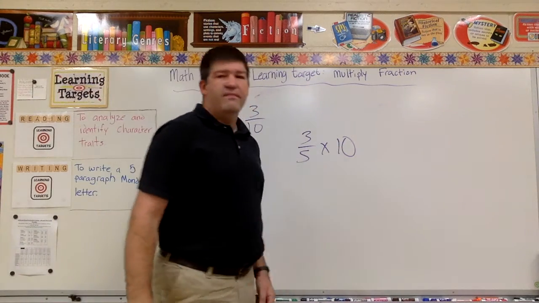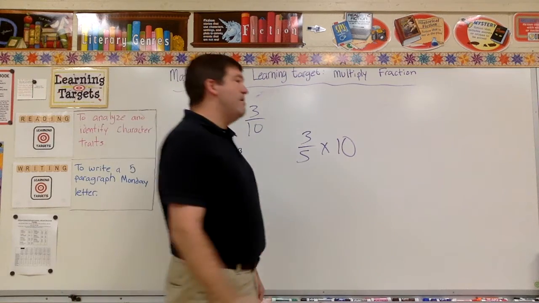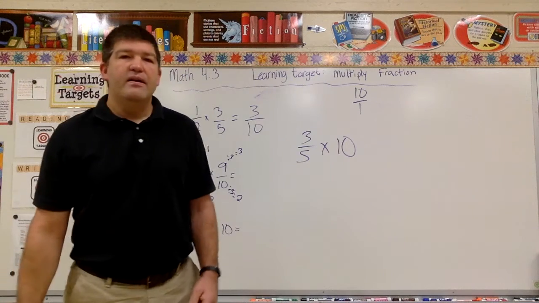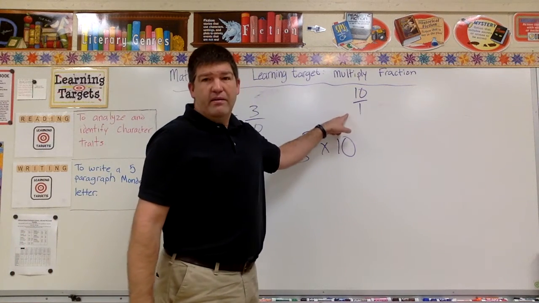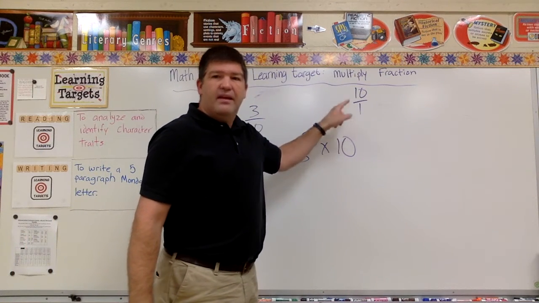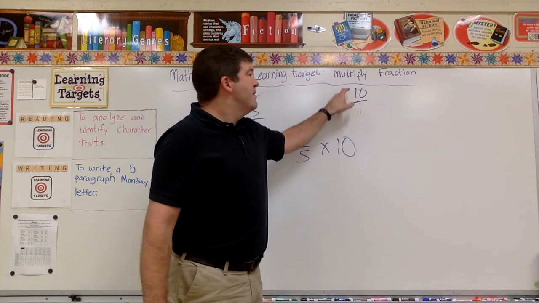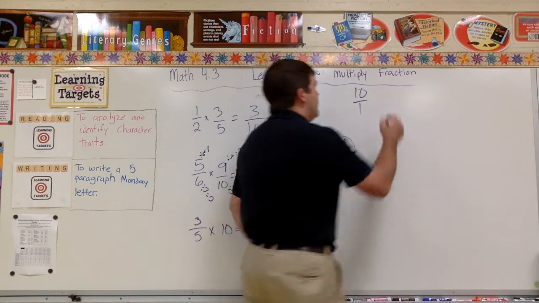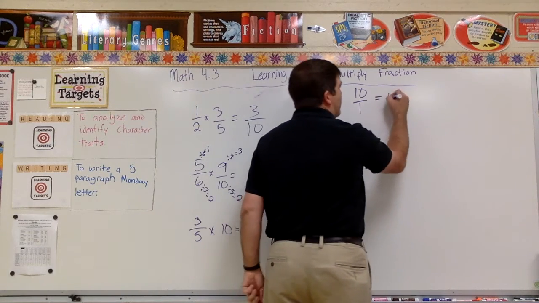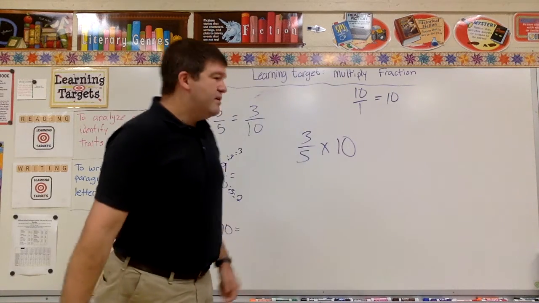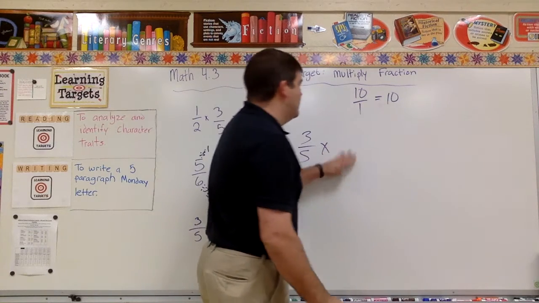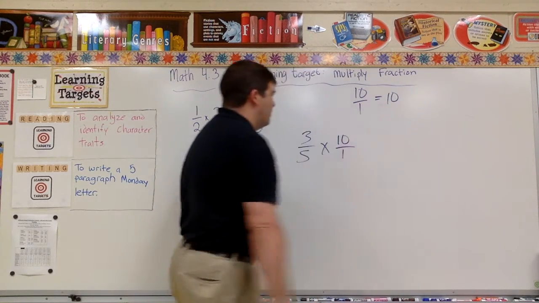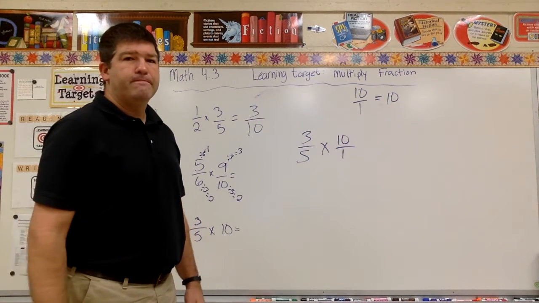So this 10 is the same as 10 over 1. Okay? Because 10 divided by 1 equals 10. Anything over 1 is the top number. Okay? So 10 divided by 1, or 10 once, equals 10. So if I want to make this a fraction and still keep it 10, I just go 10 over 1. Okay?